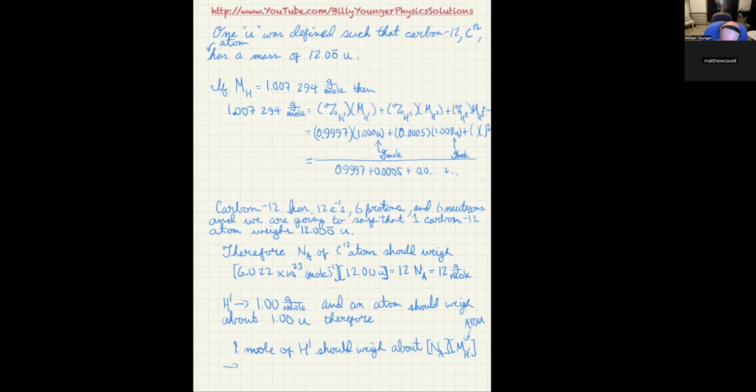Therefore, we get 6.022 times 10 to the 23rd reciprocal mole times 1.00 U turns out to be 1.00 grams per mole. So that means the individual atom, which weighs 1 U, should in fact be 1 divided by Avogadro's number.